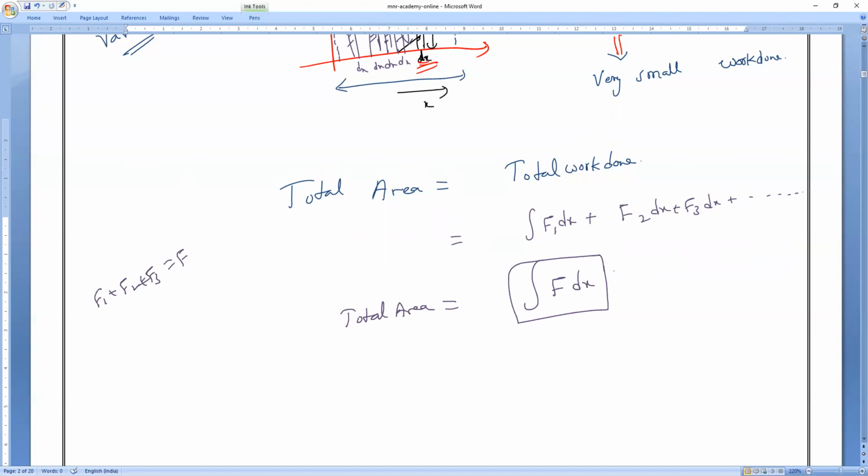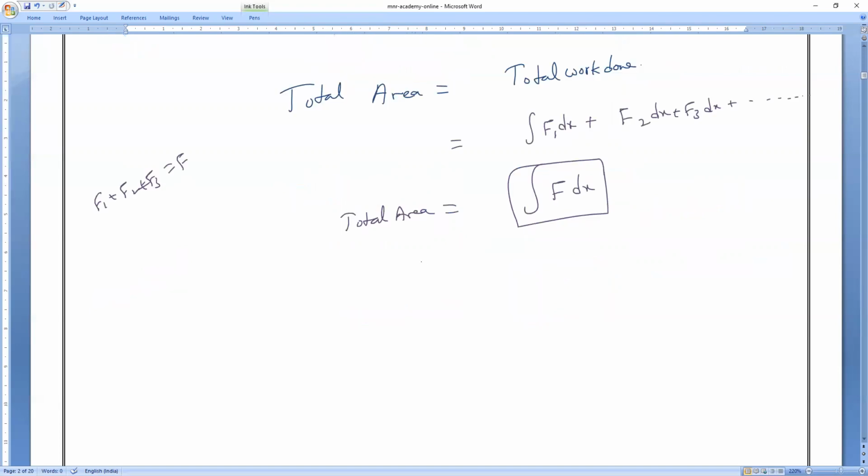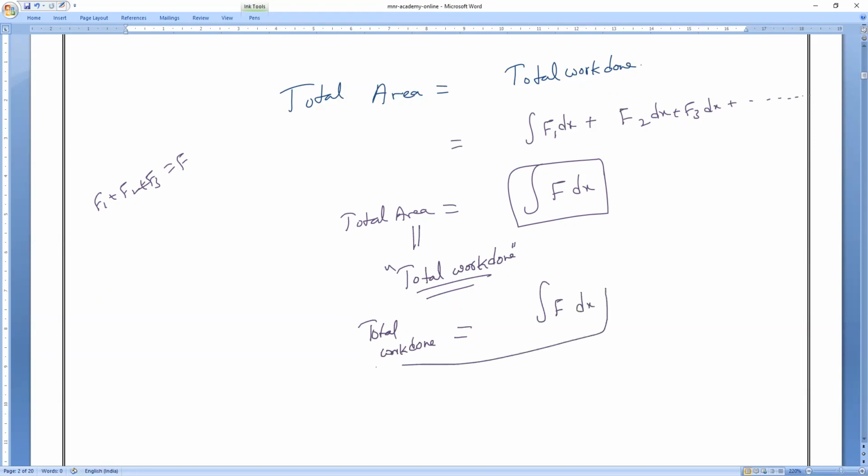Distance. And this is an equation we are not using for the first time. We already used this equation many times in the second chapter. Am I right or wrong? F dx. Clear, everybody? So the area under this graph gives us what? Total work done by the body. So I can write total work done is equal to the integral of F into dx.